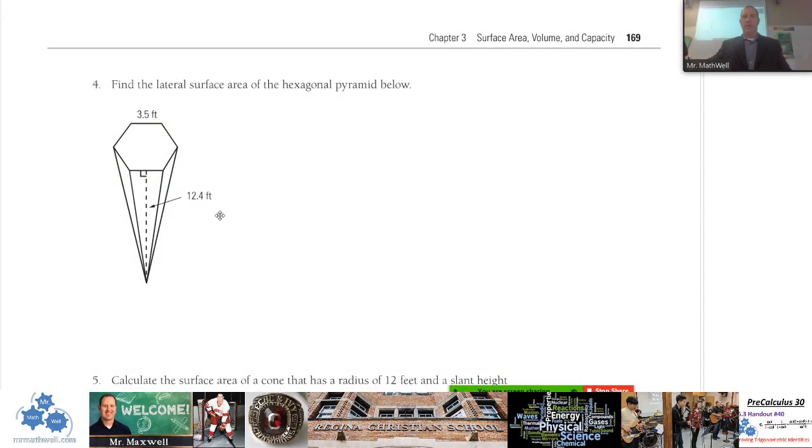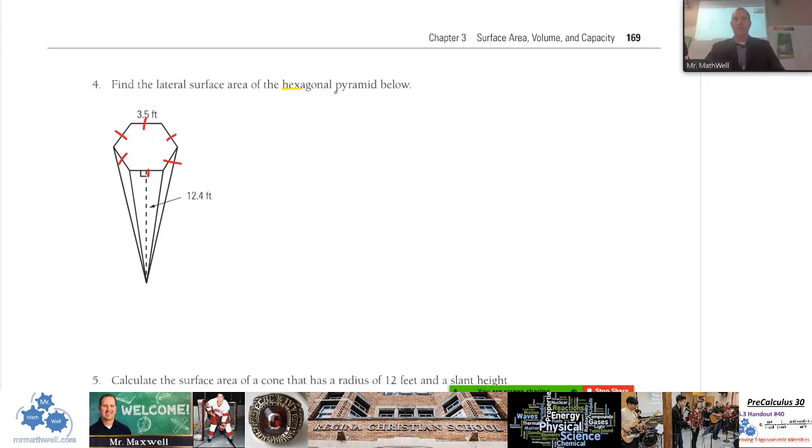All right, so Workplace 20, we're talking about a practice your new skills problem from section 3.2. We're talking about surface area, volume, capacity of different objects. This obviously is a pyramid. This is a hexagonal pyramid. The hex part is the number of sides of the base, right? So we have 1, 2, 3, 4, 5, 6 sides. That's why it's a hexagon on the bottom. Therefore, it's called a hexagonal pyramid.